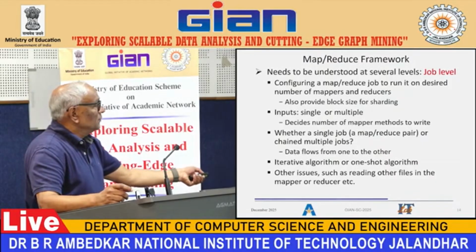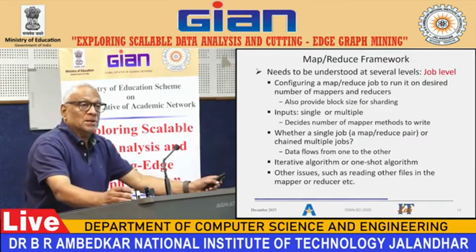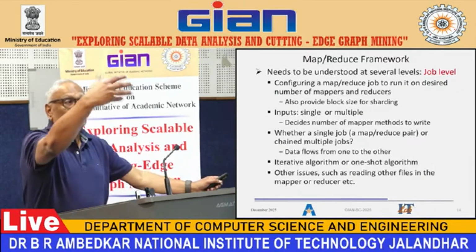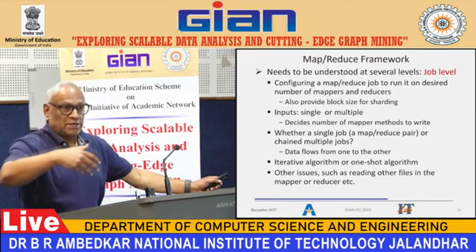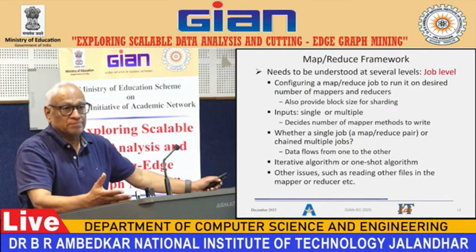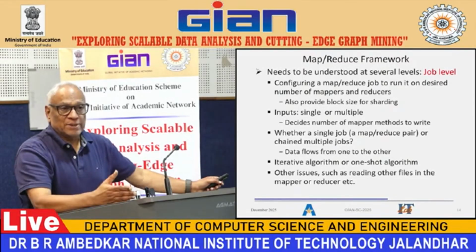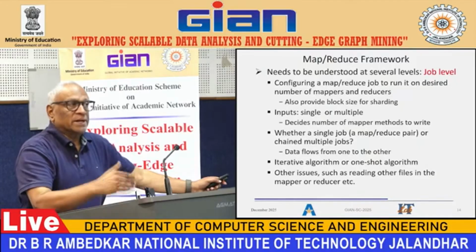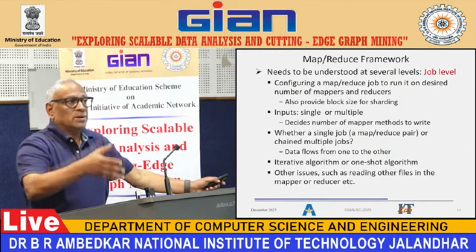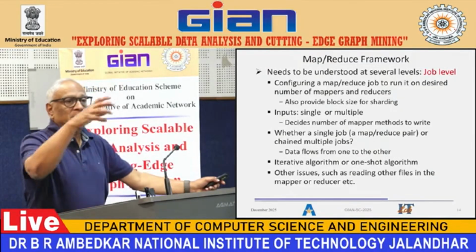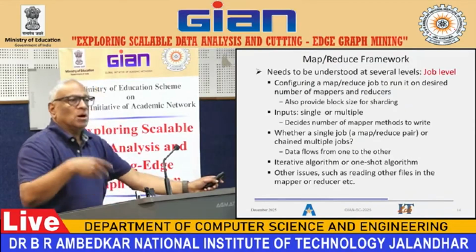The other one is whether it's an iterative algorithm or a one-shot algorithm. If it is an iterative algorithm, then you may have 2 jobs. The output of that goes back to the first job, and it keeps doing it till a stopping condition. So iteration is different from chaining. They are not the same, but you need to understand what category your algorithm belongs to. It can be just a straightforward chained algorithm or it can be iterative. So many algorithms like PageRank and graph mining that we do are iterative algorithms.